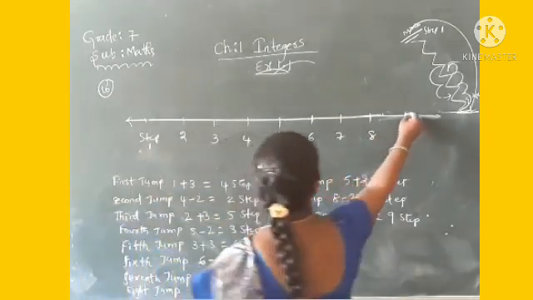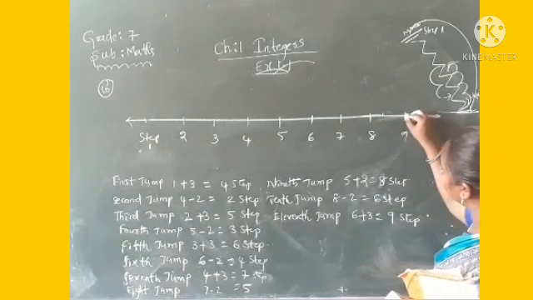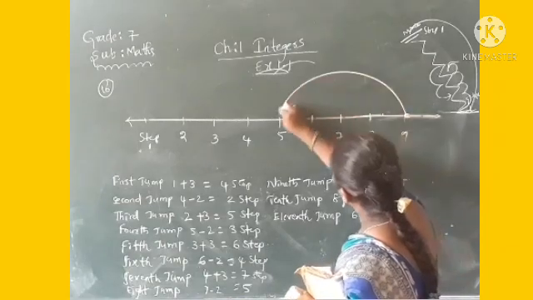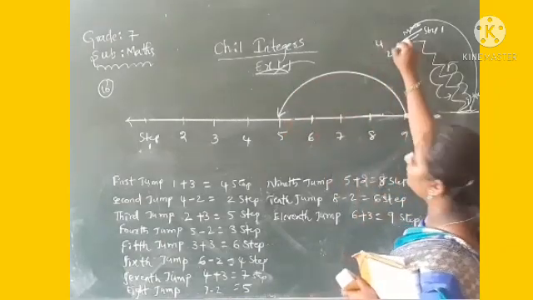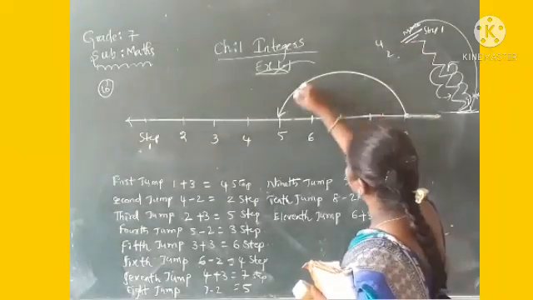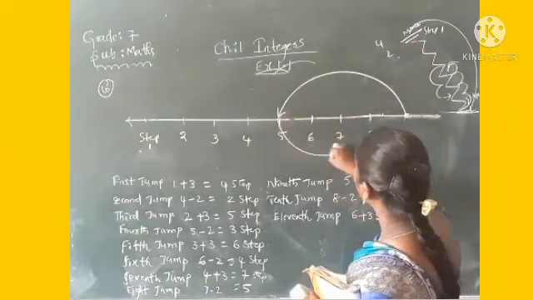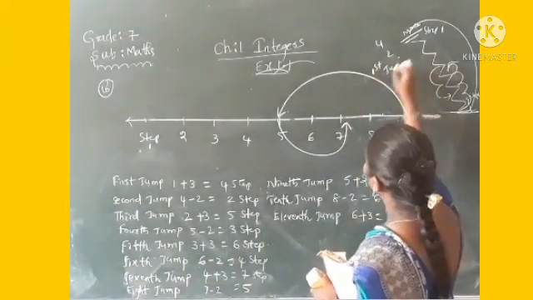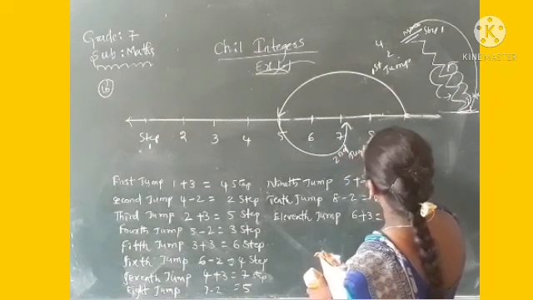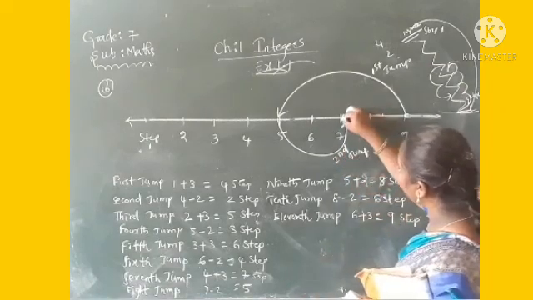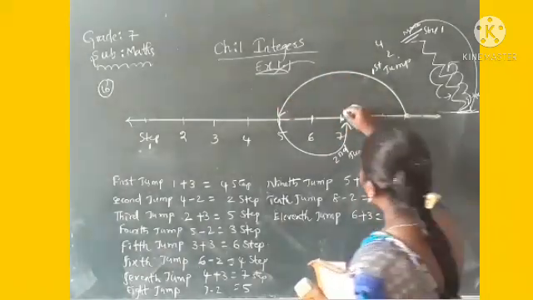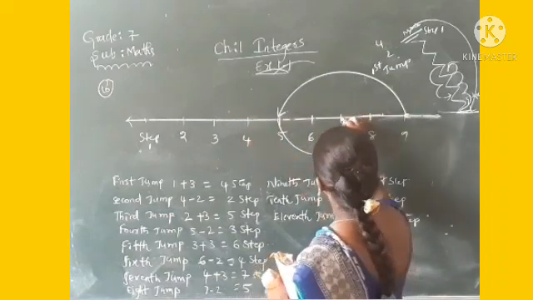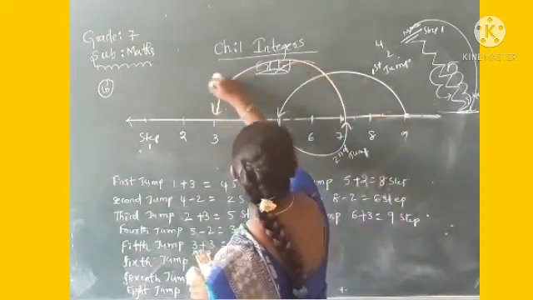Now the monkey is here. 4 steps up means here it will reach 1, 2, 3, 4. So 4 steps, and back how many? 2. So that is here. This is the first jump. It is the second jump. Now the monkey is at step 7. From here, how many steps move? Up 4 steps. So here 1, 2, 3, 4. This is the third jump.